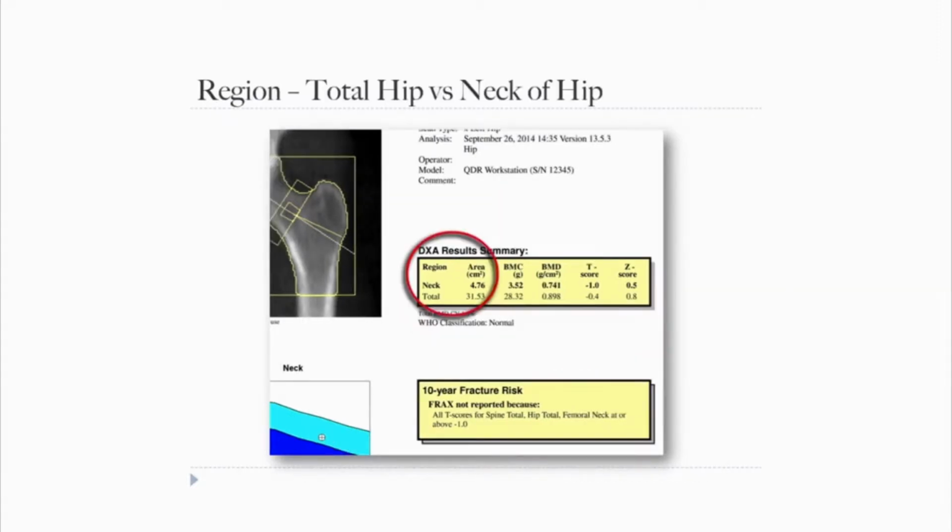In the hip, they also measure the total hip. You see below the neck they mention total. And again, Susan Ott and many other researchers suggest you should probably use the total hip, not the neck.